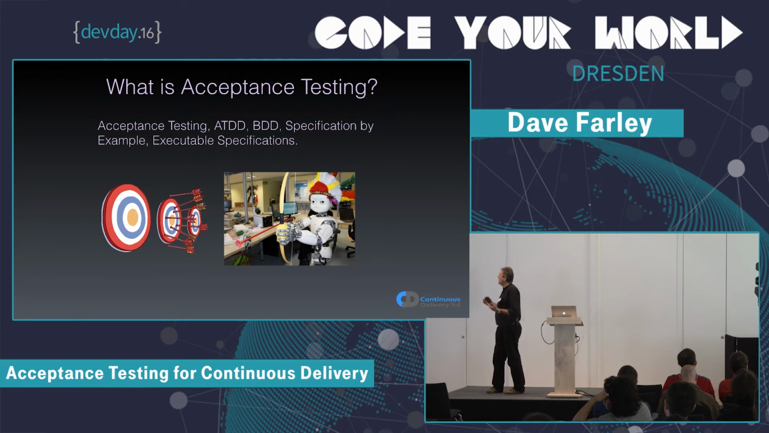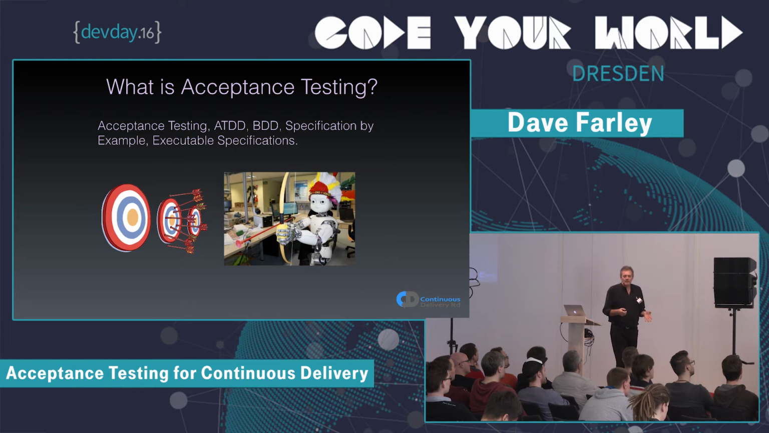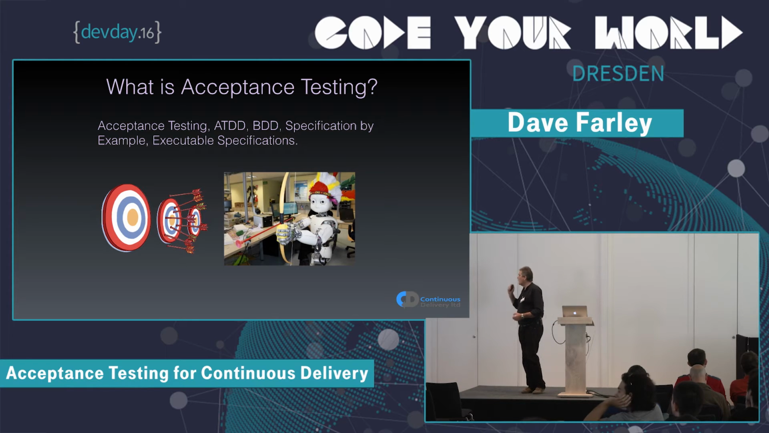This approach has various names, and I've mentioned some of these already. We're talking about acceptance testing. Acceptance test-driven development is a term that's often used in this space. BDD, behavior-driven development, is one flavor, one approach to this kind of thing. Specification by Example is a good book on this topic, but I kind of like the idea of executable specifications.